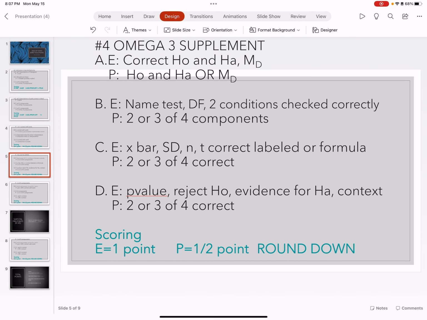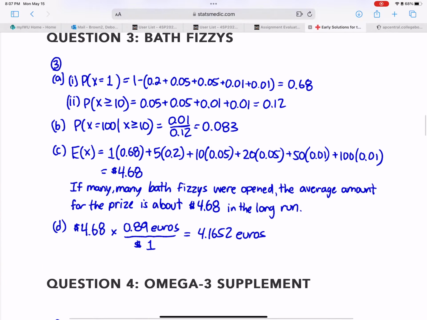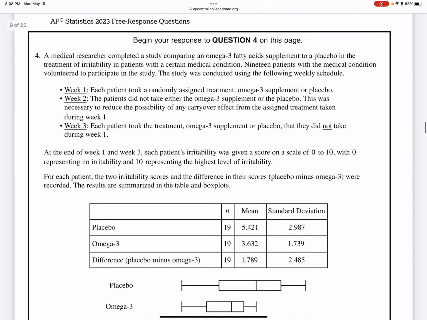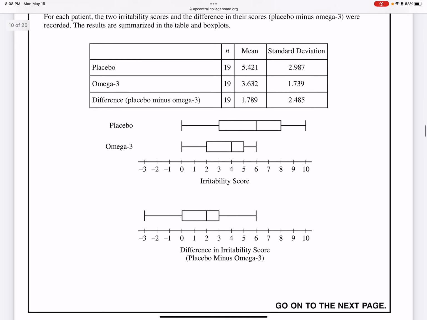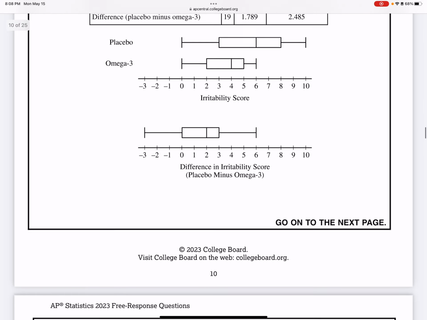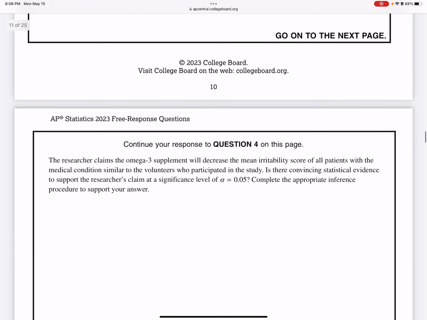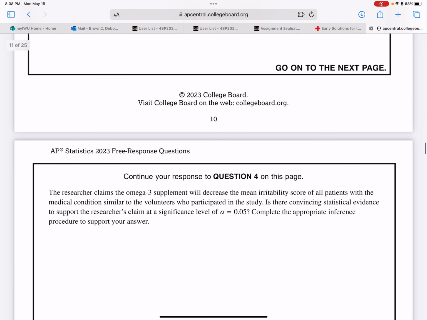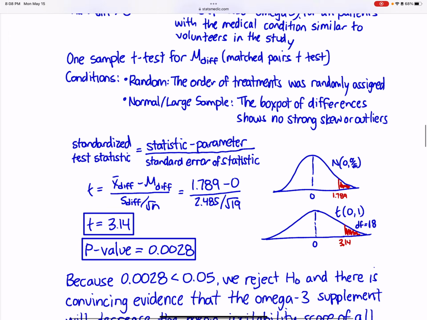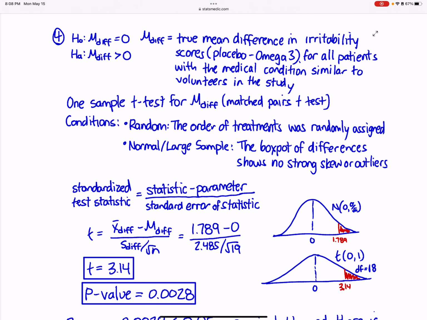Okay, for the next one here is number 4. Let's check it out. It's the omega-3. This one here wanted you to run a paired t-test. So it gave you this data here. It gave you the numbers, it gave you the graphs, and then it asks you if it's statistically significant, if it's greater than. So you're going to go ahead, let me show you the answers, the solutions, and then we'll talk about how it's going to be broken down.